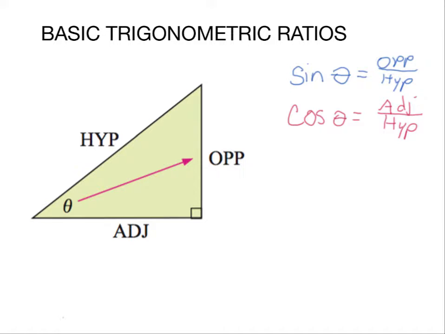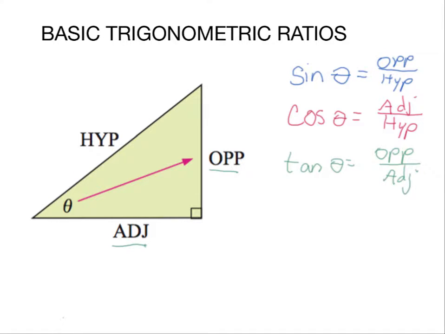The third trigonometric ratio we'll be talking about today is the tangent, or tangent of theta. This is found by taking the side opposite theta divided by the side adjacent to theta. So it's the two legs, opposite divided by adjacent. And those are the three basic trigonometric ratios.